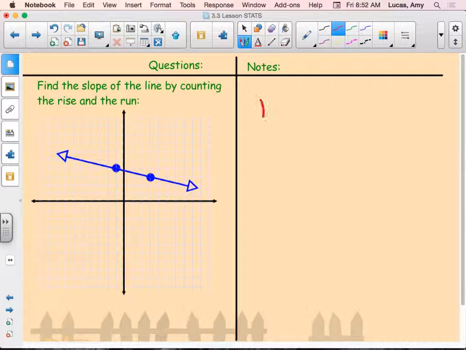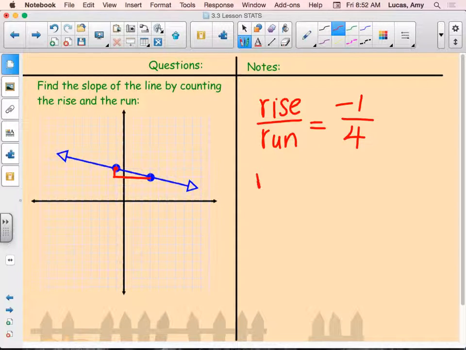Next one, rise over run again. Start at the point on the left. This one I'm going to need to rise by going down. So I go down 1, and then I go over 1, 2, 3, 4. So negative 1/4 is my slope.